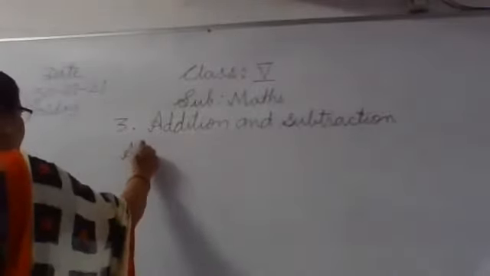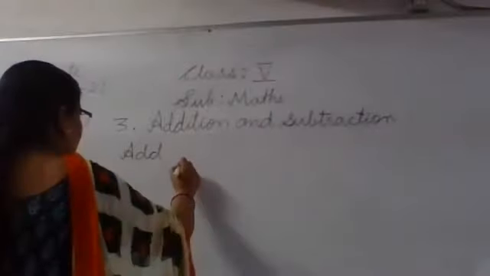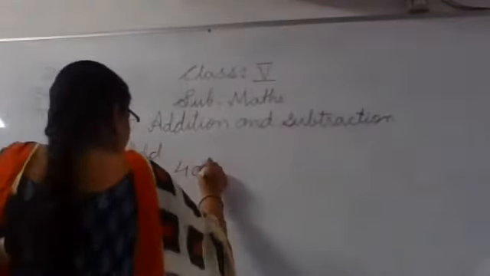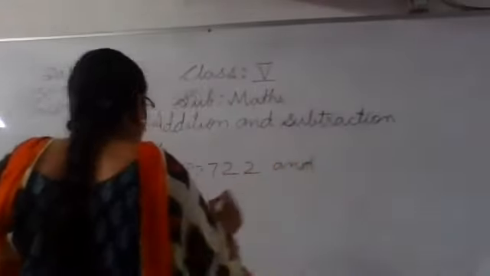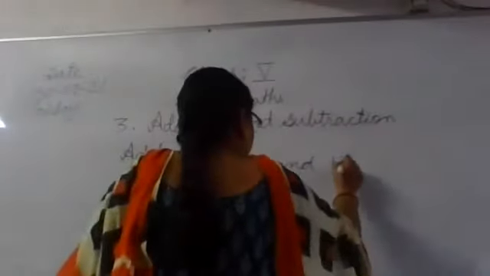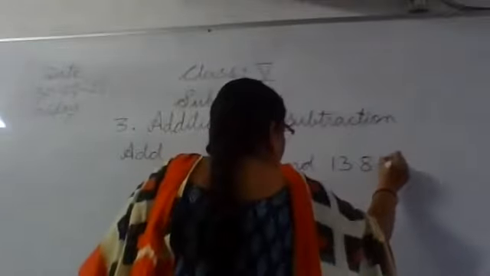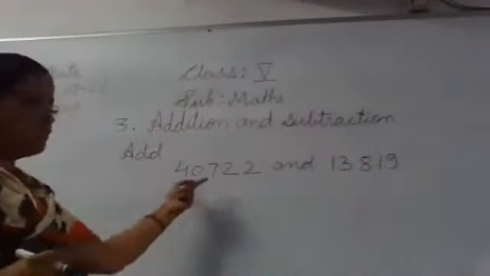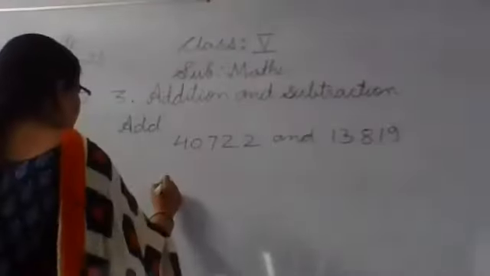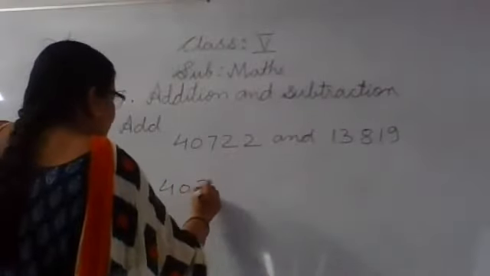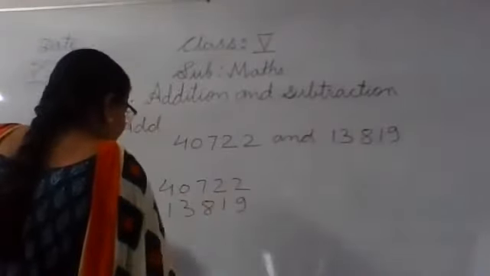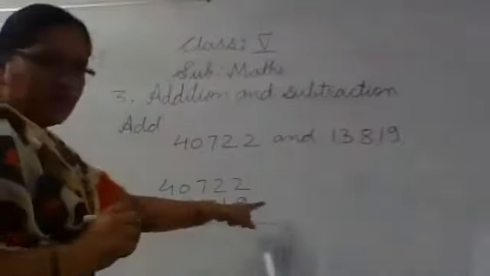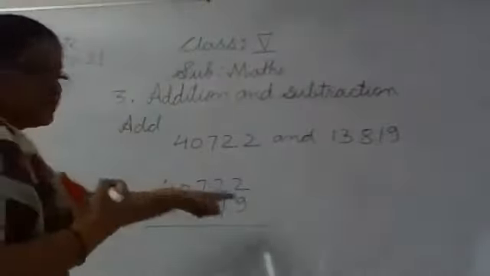Add these two numbers. So we will arrange the numbers vertically. It is 14,728 and it is 13,890. Okay, and we will start addition from the right side. It is the ones place.